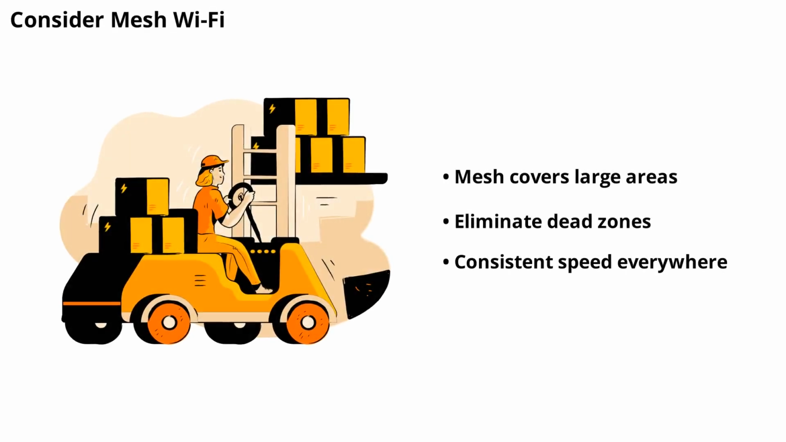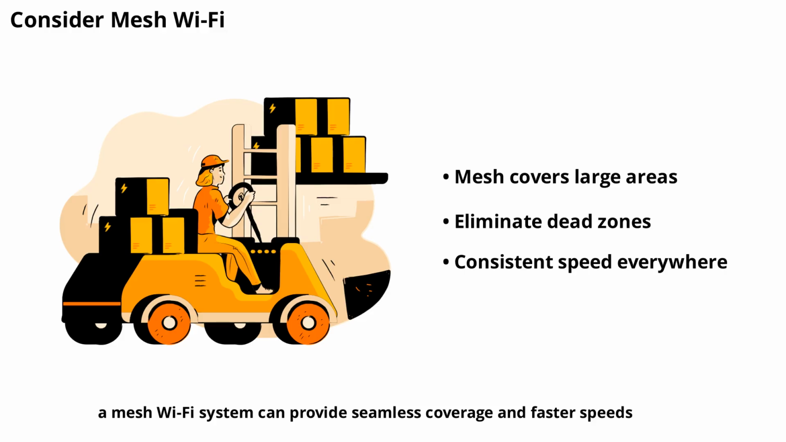For larger homes or spaces with many obstacles, a mesh Wi-Fi system can provide seamless coverage and faster speeds. Mesh systems use multiple devices to create a single, strong network throughout your home, eliminating dead zones and improving reliability.